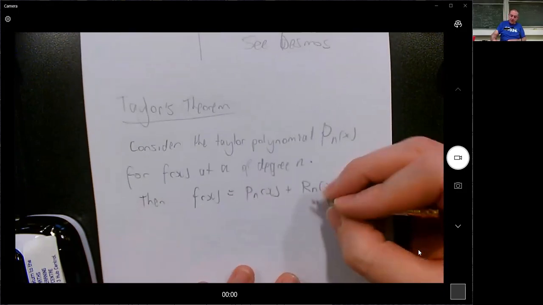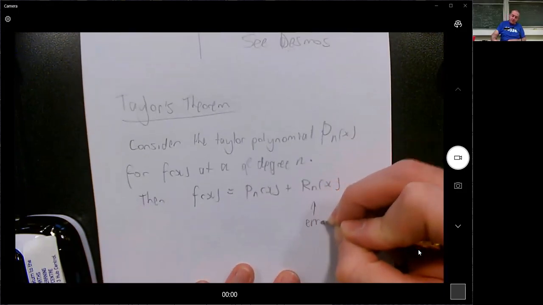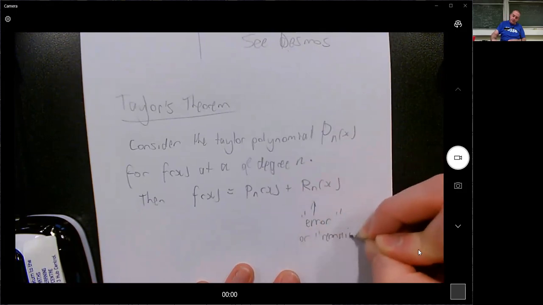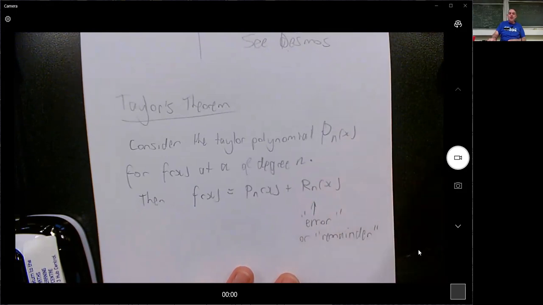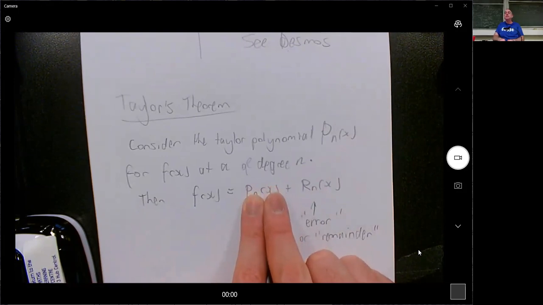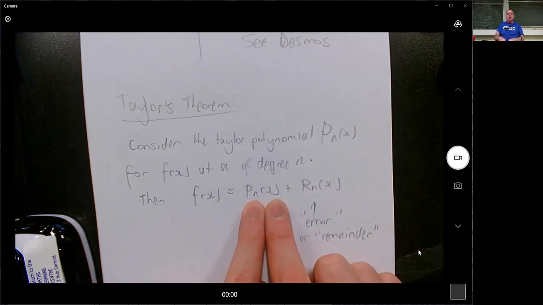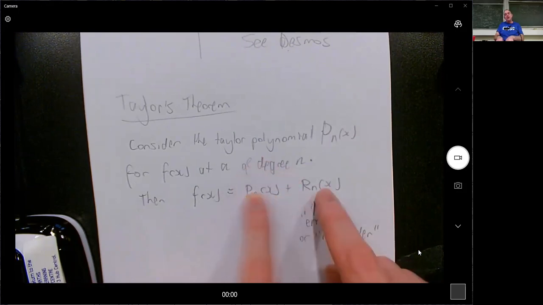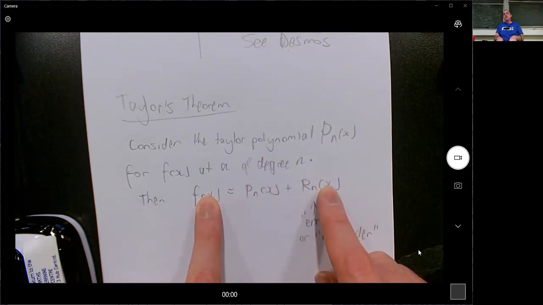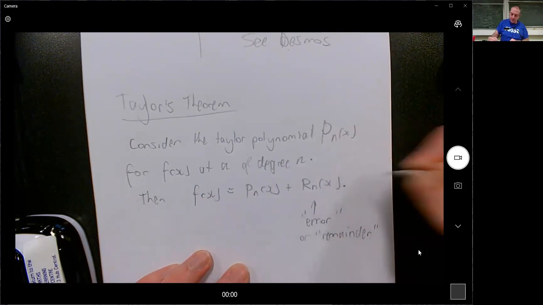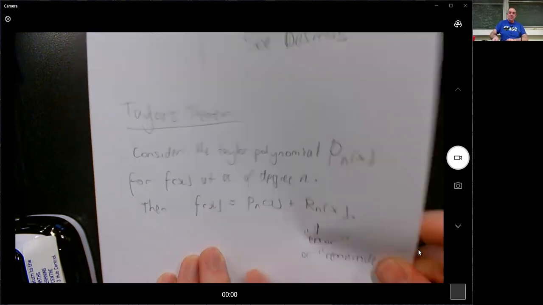So people call this the error or the remainder. It's called the remainder because it's what remains when you remove the Taylor polynomial. And so it is literally the distance between the Taylor polynomial. So it's saying if you've already calculated the Taylor polynomial, how far do you have to go to get to the real function value? Okay. All right. And then that's not even Taylor's theorem yet. I'm just setting it up.